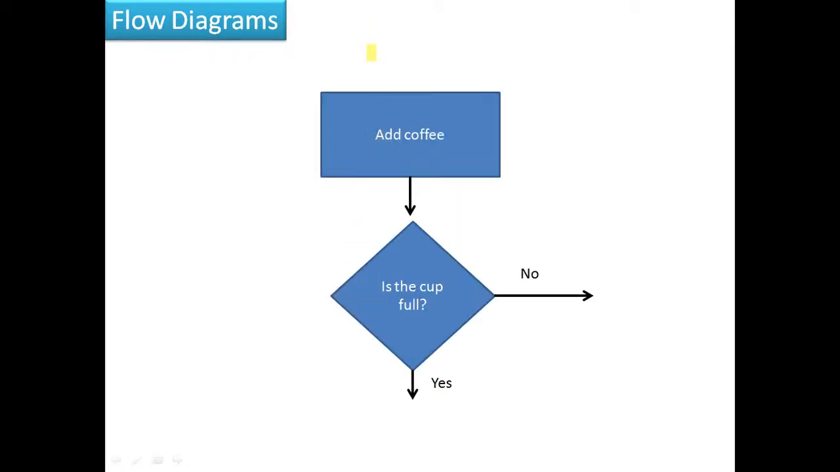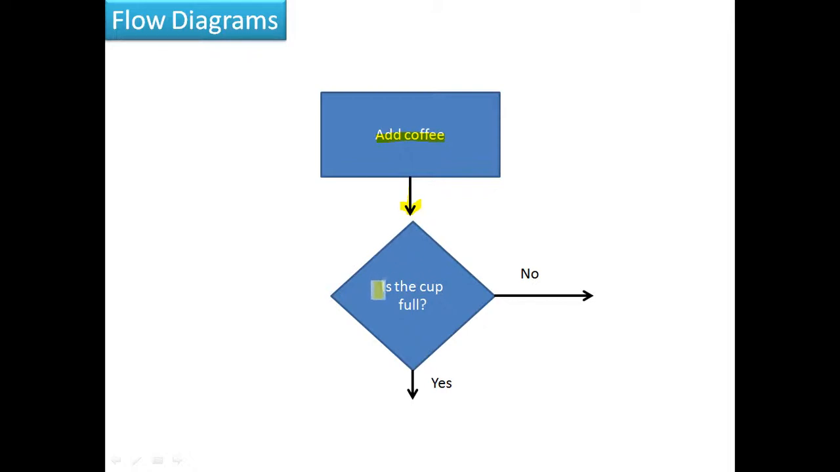The next one are the action blocks. These are rectangular blocks and they're always associated with doing things like add coffee, add numbers together, move forward, turn right. All the doing, the verbs are in that section. We connect the blocks using lines with arrows on them, like that.